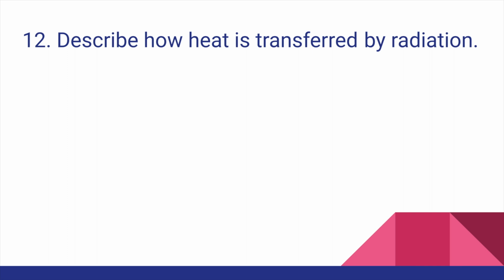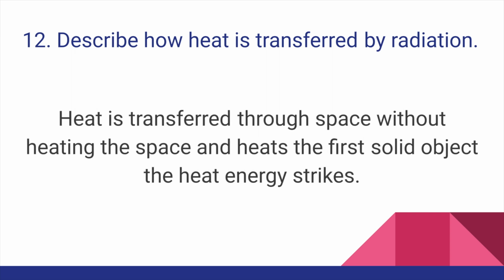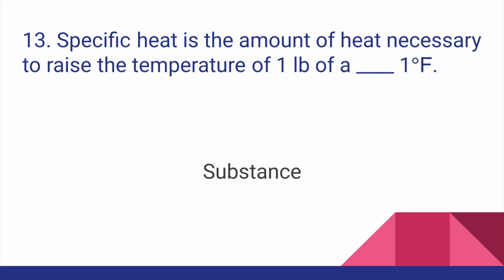12. Describe how heat is transferred by radiation. Heat is transferred through space without heating the space and heats the first solid objects the heat energy strikes. 13. Specific heat is the amount of heat necessary to raise the temperature of 1 pound of what 1 degree? Substance. So it's 1 pound of a substance, 1 degree Fahrenheit.